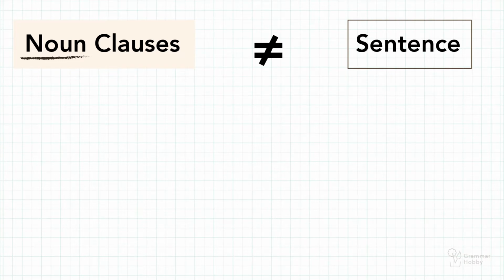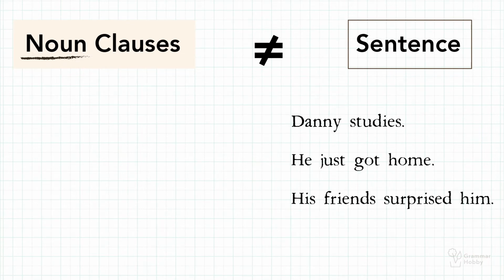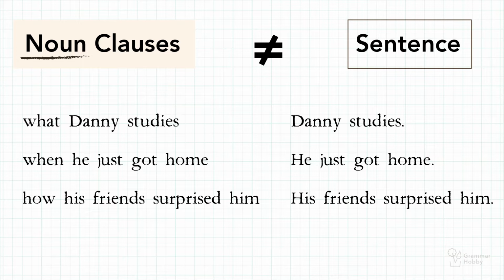First, I'll give you an example of a basic sentence. Danny studies. He just got home. His friends surprised him. Now let me give you examples of noun clauses. What Danny studies. When he just got home. How his friends surprised him.